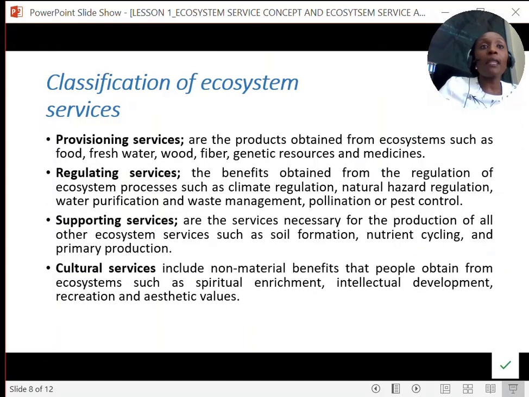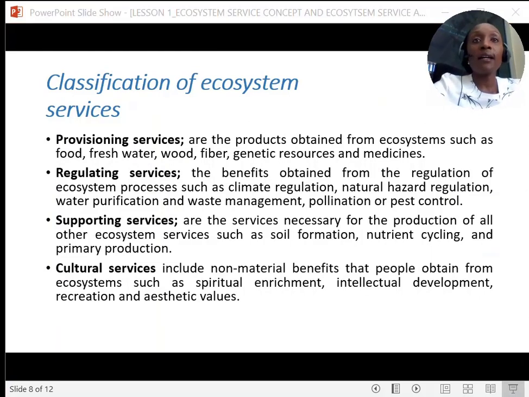So as a way of defining this further, I would say that provisioning services are basically the products, material, or energy obtained from ecosystems, such as food, fresh water, wood, fiber, medicines, and so on and so forth. And this is what mainly the economists would call tangible goods, because these are things that we can touch and see at the same time.